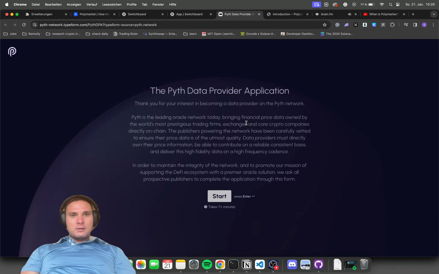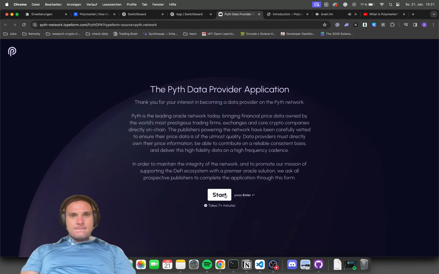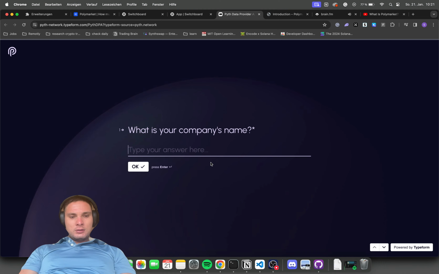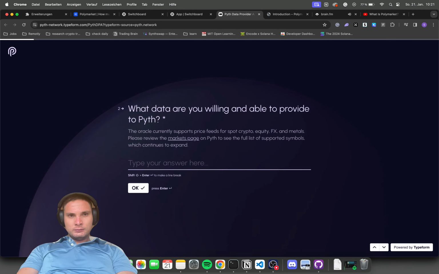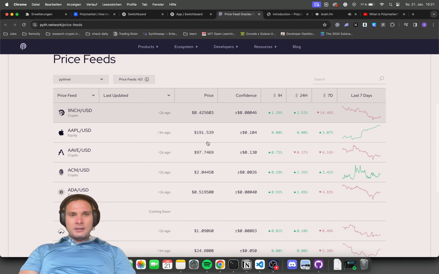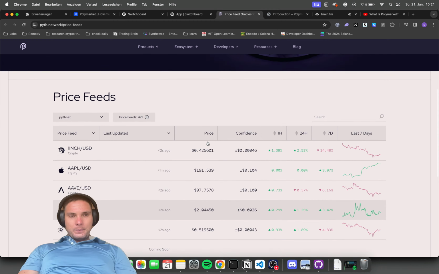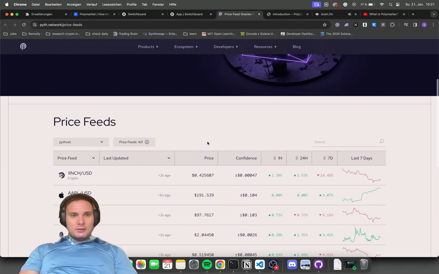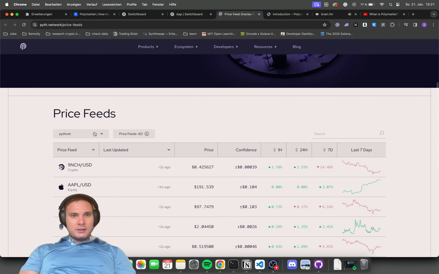Become a data provider. What kind of data can we provide? Okay, I guess they only allow price data then. You can only provide data for markets listed here, and these markets are all price feeds and financial markets.